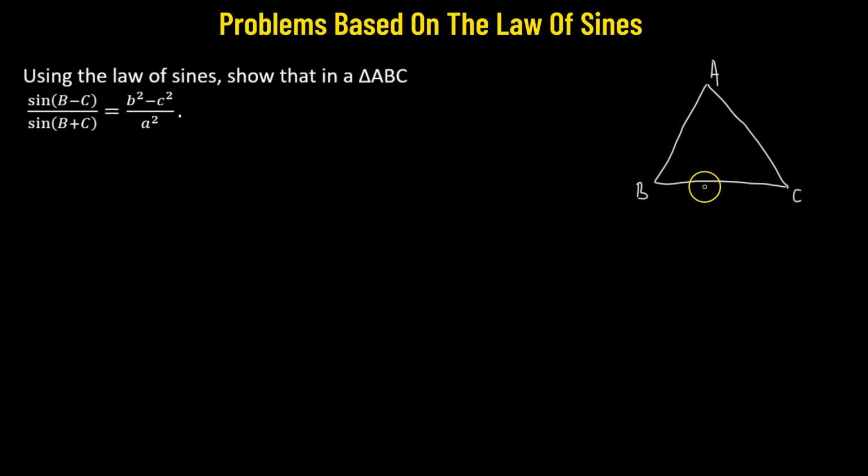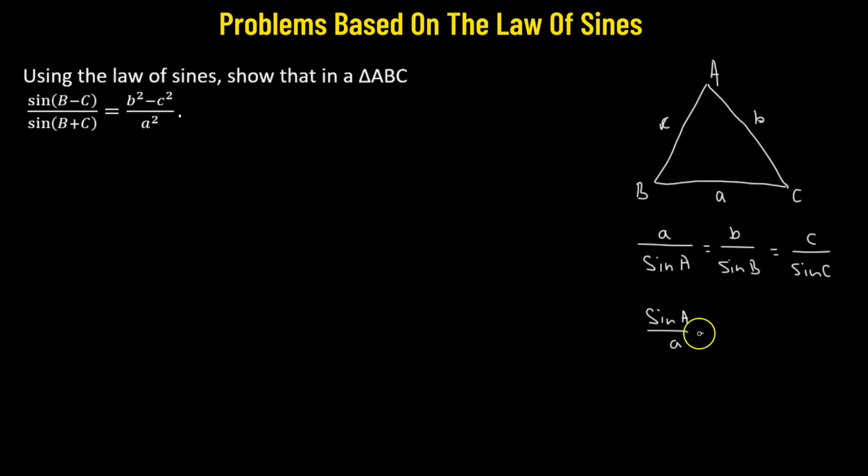Now, the side opposite to angle A, we're going to represent by a. The side opposite to B is represented by lowercase b, and the side opposite to angle C will be represented by lowercase c. Now, the law of sines states that a over sine A equals b over sine B equals c over sine C. This is equally true for the ratio sine A over a equals sine B over b equals sine C over c. Right. So let's try to use this idea.